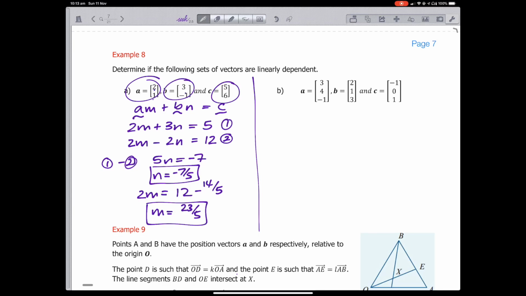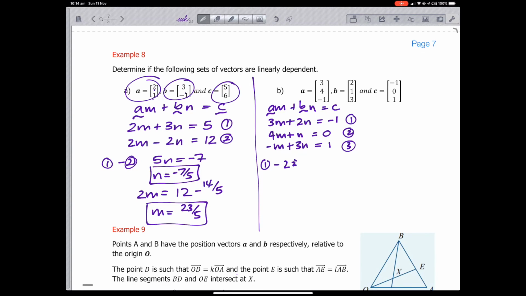So let's check and see if I do the same thing. am plus bn is equal to c. So 3m plus 2n equals negative 1. 4m plus n is equal to 0. Negative m plus 3n is equal to 1. Okay, so we say 1, 2, 3. Which one's the easiest one to work with? Okay, let's do 1 minus 2 times 2.